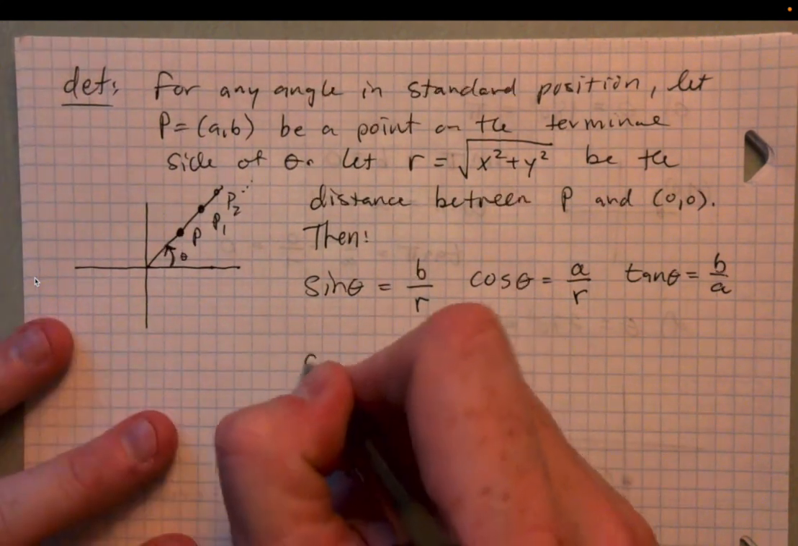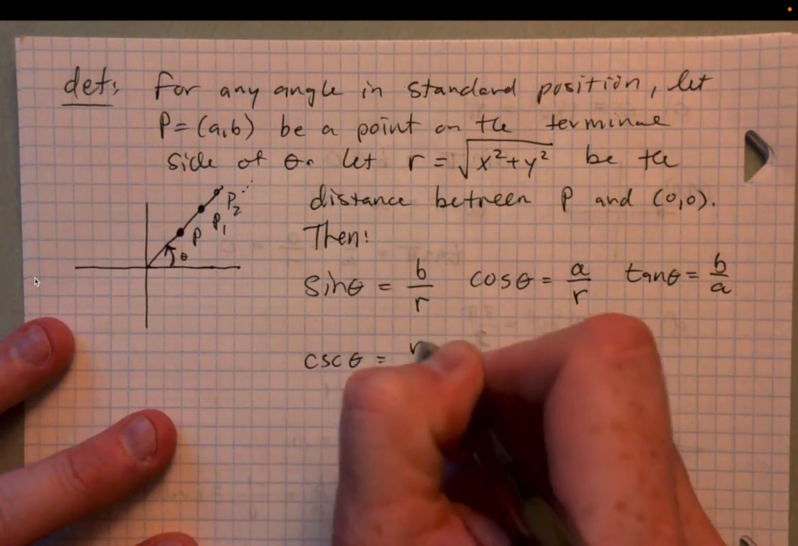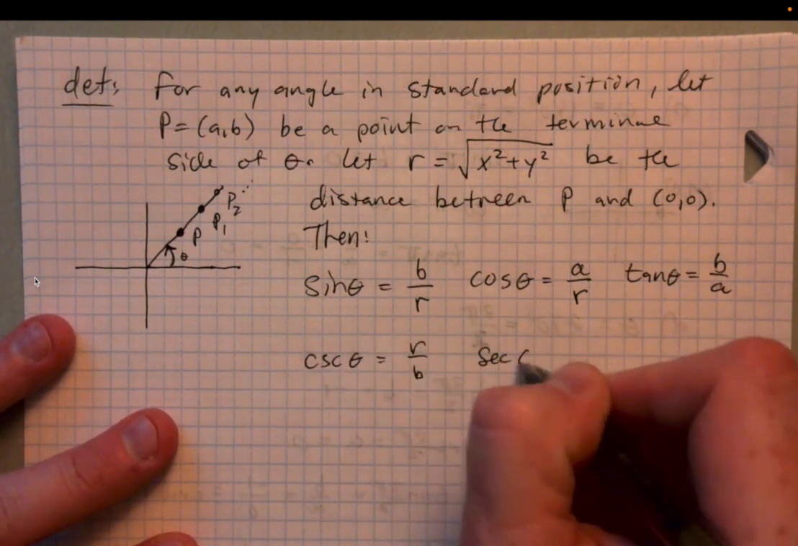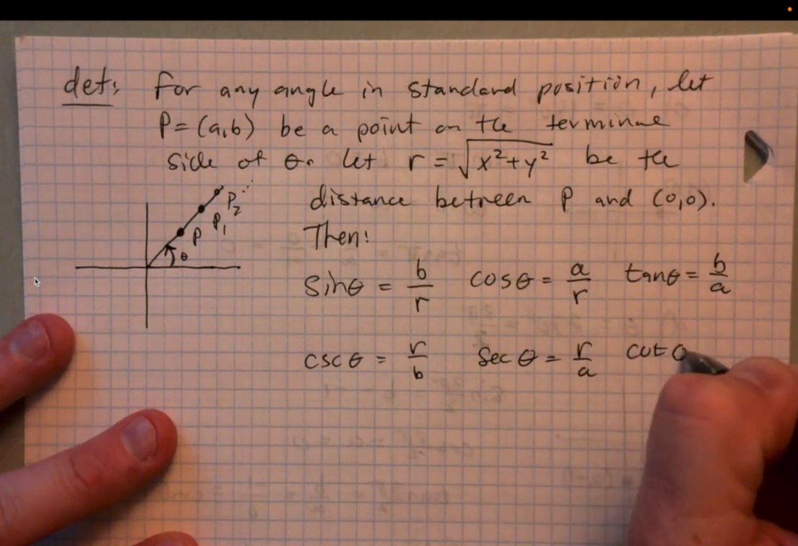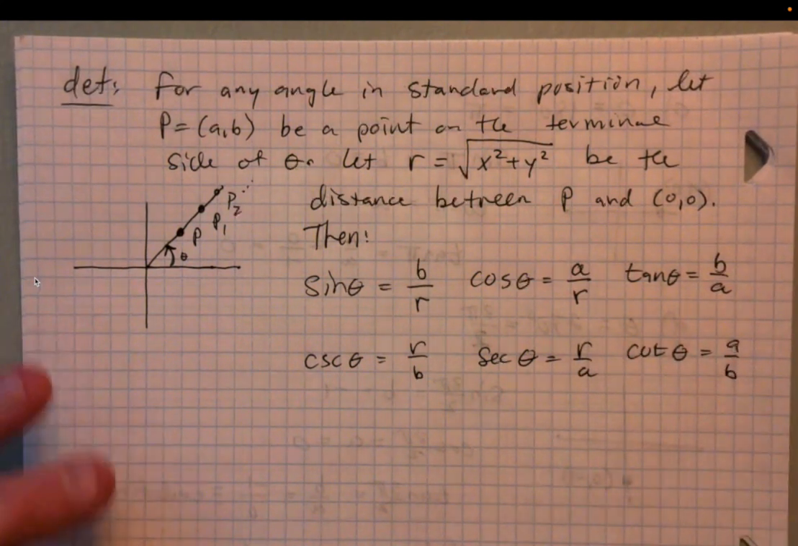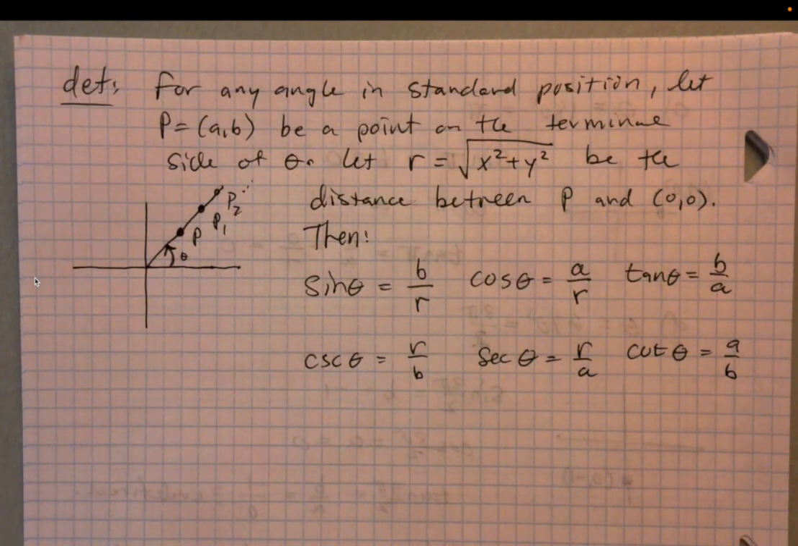And then, of course, the cosecant is r over b. The secant is r over a. And the cotangent is a over b. Okay. All right, so that's the definition in general. This is the most basic definition for the trig functions you could possibly have, the most straightforward approach.